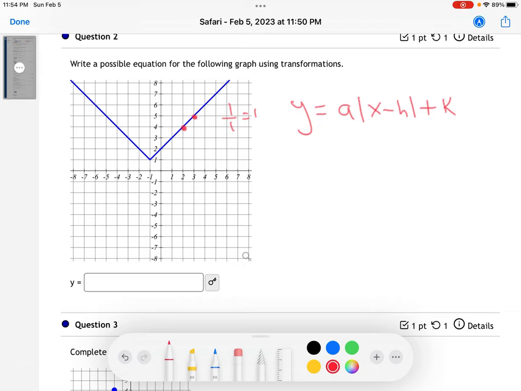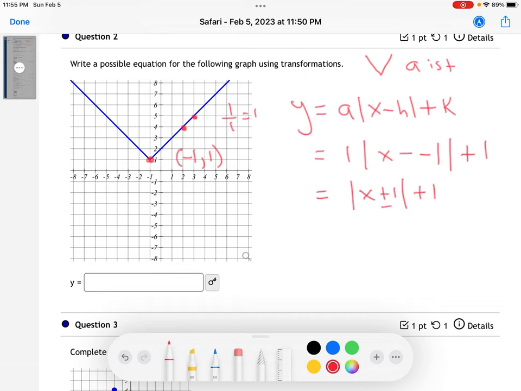And this graph opens like this shape, and so the a is positive. So this is +1, so I can write this as +1. Now I'm going to do x minus, here we're talking about the vertex. That point right there is the point -1, comma 1. So here we're going to be x minus -1 plus 1. So I can rewrite this now as x plus 1 plus 1. Okay, that is my absolute value function.